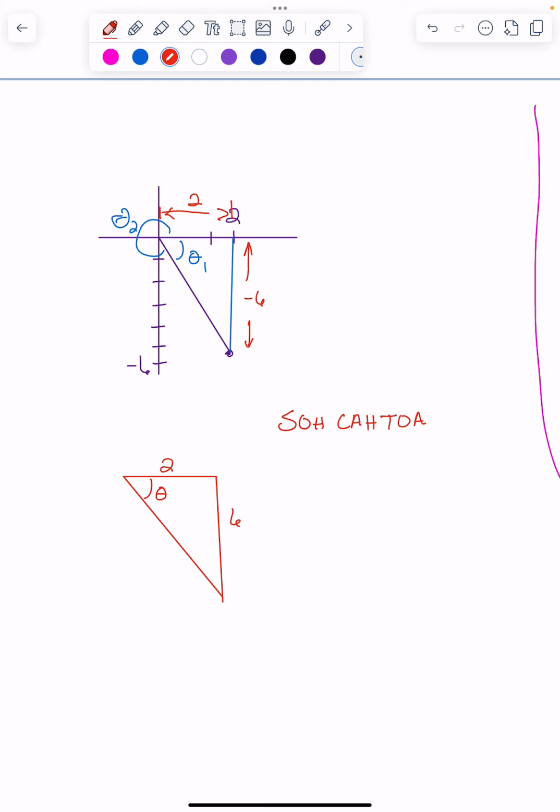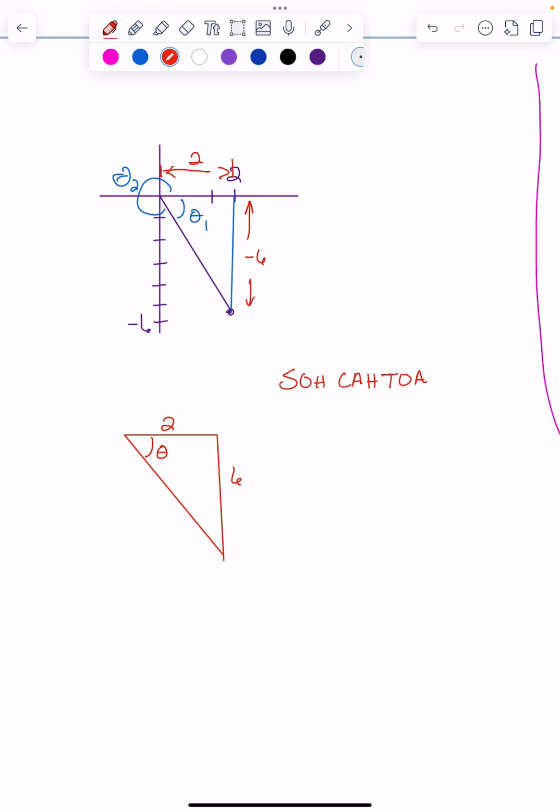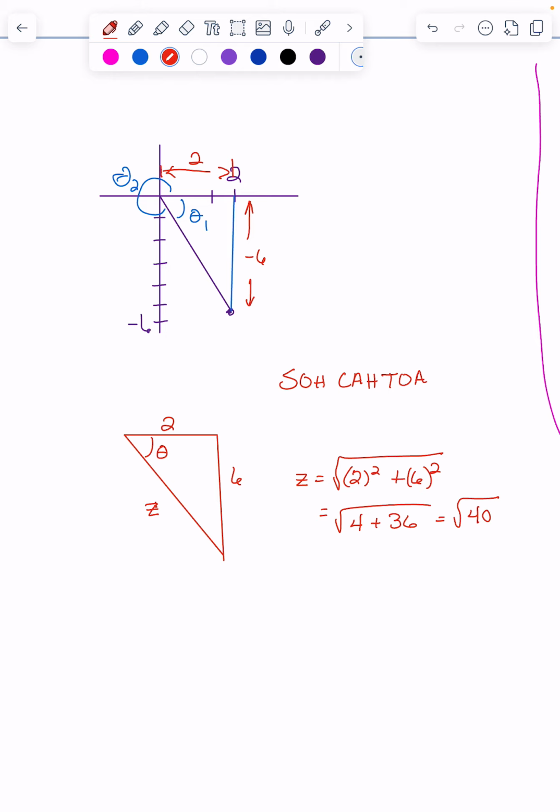We can also use it using x's and y's, so I'll go over both. If I'm looking for this hypotenuse side, this last side over here, I know that I can say, let's label it z, okay? I can say that z is equal to the square root of 2 squared plus 6 squared. You could have flipped the order on those. That's going to be equal to the square root of 4 plus 36. So that's equal to the square root of 40, right?